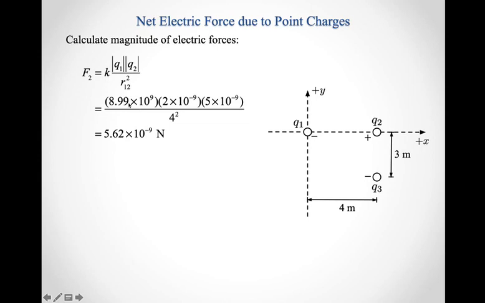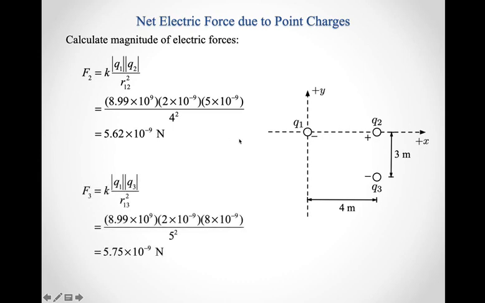So if I want what I've labeled force 2, that's the interaction between particle 1 and particle 2. K again is my 8.99 times 10 to the 9th. I want the absolute value, so notice this is positive 2 times 10 to the minus 9 times 5 times 10 to the minus 9, so I'm multiplying all that together on top, dividing by the distance between them squared. That was 4 meters, so this is 4 meters squared. And what that leaves me with, when I calculate it out, is 5.62 times 10 to the minus 9 newtons. So that's the magnitude of the force between particles 1 and 2.